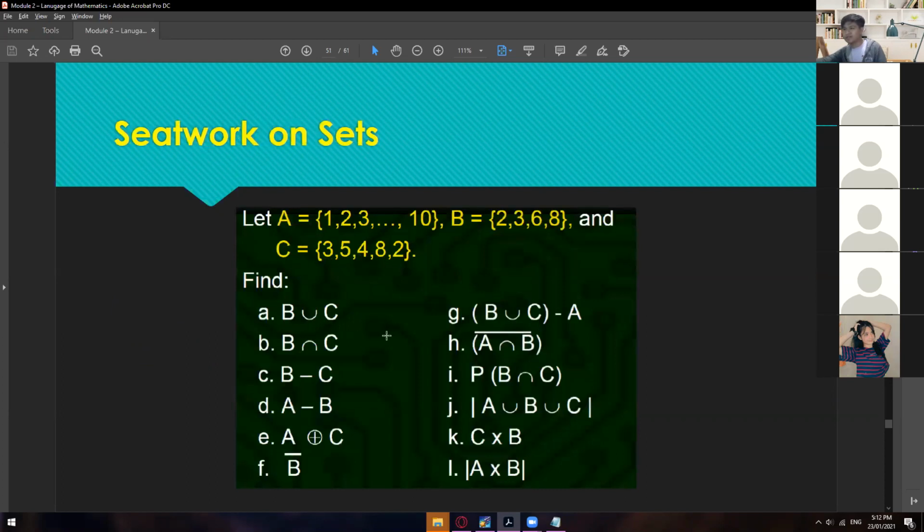answer these secret concepts. So all to do is find B union C, B intersection C, and so on and so forth. So here are the sets or the elements of those sets. So 1 to 10, 2, 3, 6, 8, and then 3, 5, 4, 8. So I'll give you guys 10 seconds to look onto this one.